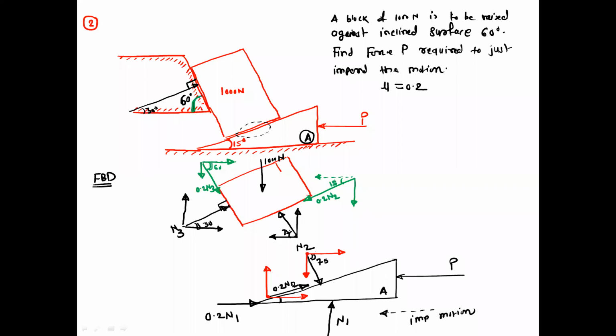So now you can use the conditions of equilibrium. First use condition for the 1000 Newton block, because for this FBD only two unknowns, one is N3 and second is the normal reaction N2. Okay. And get the value of N2 from this FBD and then consider the FBD for the wedge A. Okay. And then find out the force.